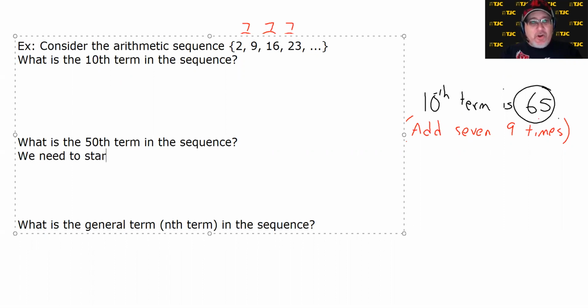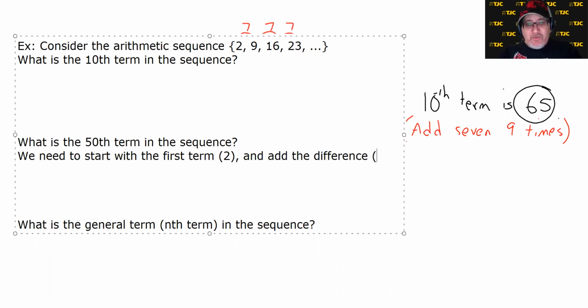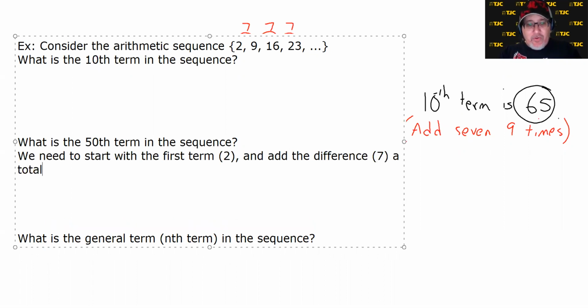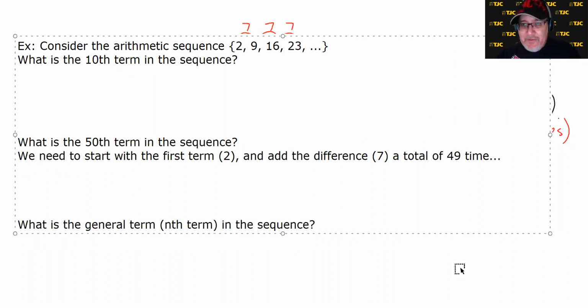We need to start with the first term, which was 2, and add the difference, which was 7, a total of 49 times. Let me do a couple of things. Let me widen this text box and then get out of it. There we go.